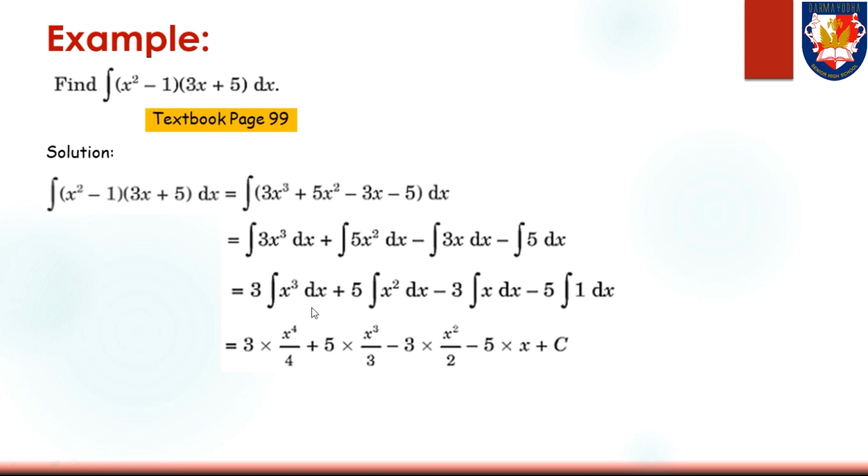The integral of x cubed dx is x to the power of 4 over 4. The integral of x squared dx is x cubed over 3. The integral of x dx is x squared over 2. The integral of 1 dx is x. The final result is 3 over 4 x to the power of 4 plus 5 over 3 x to the power of 3 minus 3 over 2 x squared minus 5x plus c.